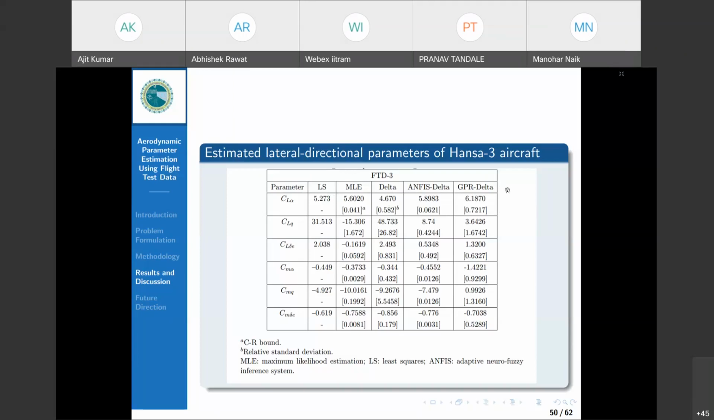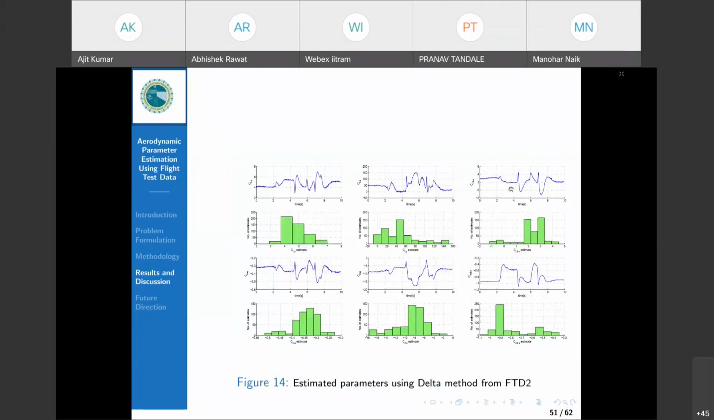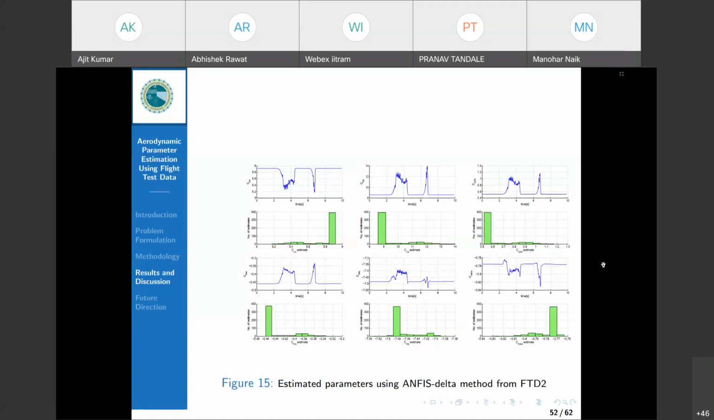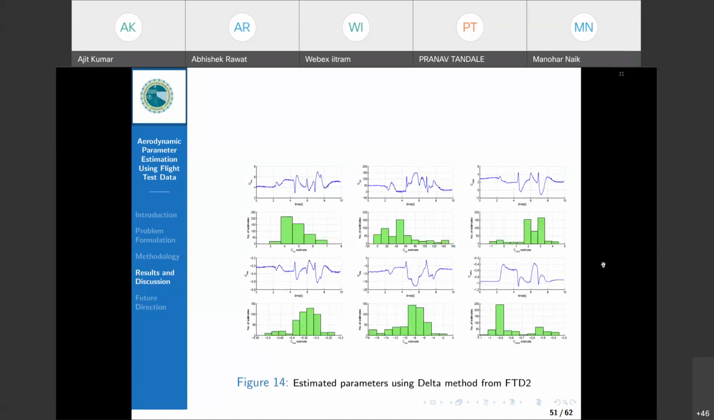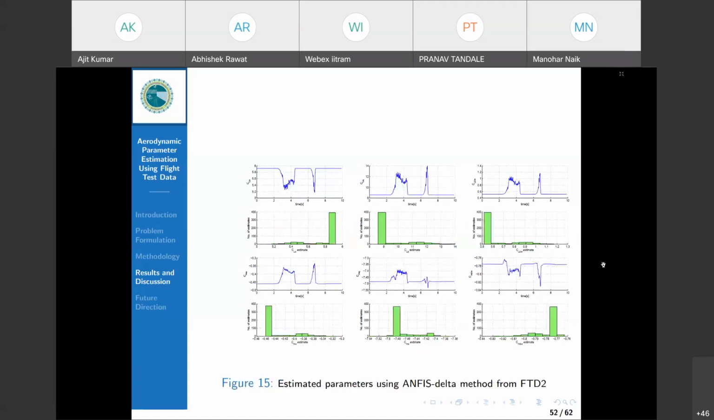Now we'll try to understand statistically what is happening. In the case of the delta method using flight test data 2, this is the histogram analysis of the result. The number of occurrences is quite diverse, actually. The spread is larger in the case of the delta method, which is the classical method, sort of the first one in this category. But now you see, interestingly, we were able to minimize the scatter in this method.